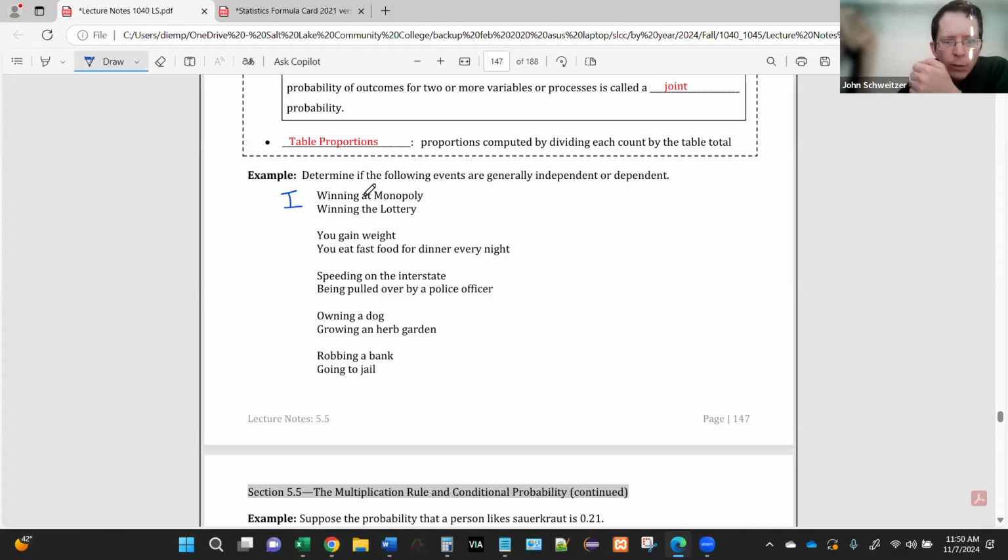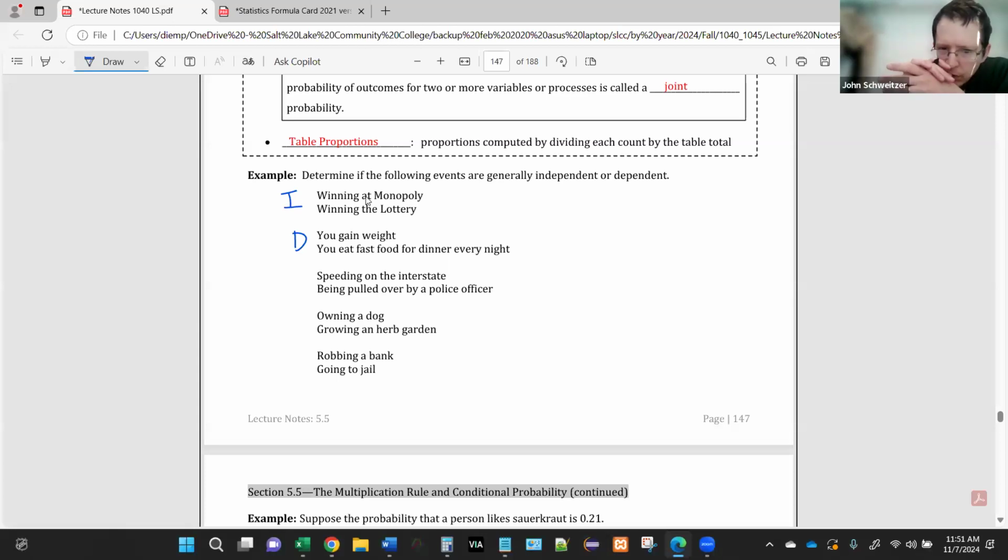Okay, what do you think? You gain weight, you eat fast food for dinner every night. Were those two things dependent or independent? Yeah, if you gained weight and you were eating fast food for dinner every night, there was probably some kind of relationship there, right? So in other words, it's kind of like an association, yeah? So independent events are not associated, dependent events are associated.